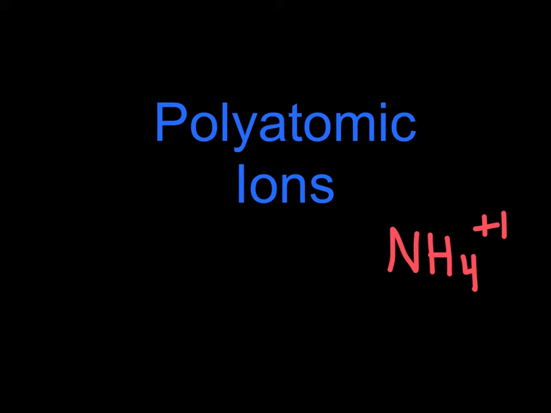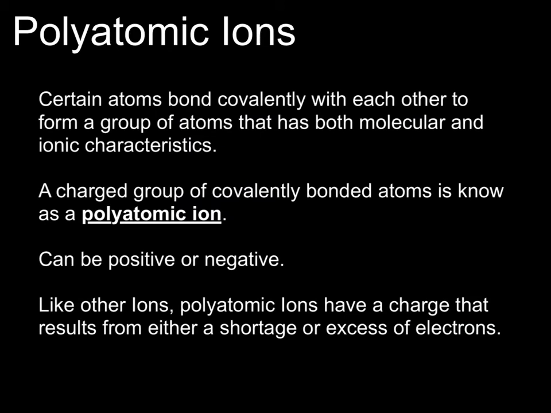An example of a polyatomic ion would be something like NH4 +1. What this tells me is that my grouping of atoms is 1 nitrogen and 4 hydrogens, and this grouping of atoms overall has a +1 charge. We're going to be looking at how many electrons are involved in the structure, but because it has a +1 charge, that means that an electron has been removed. So it has 1 less electron than what it should have.